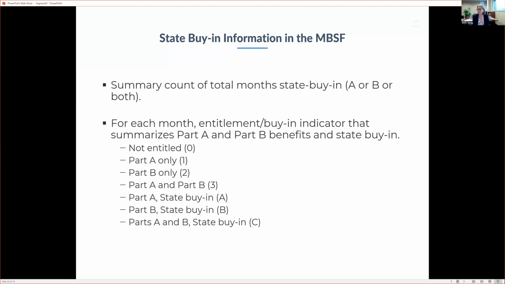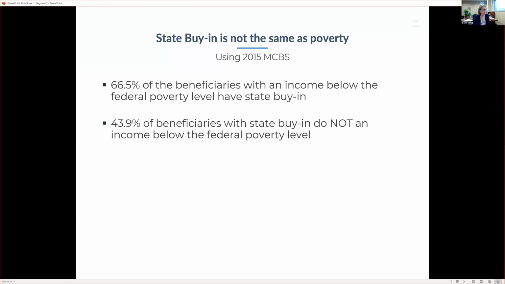Yes, so for Emmy, you can see that these variables would allow you month by month to know exactly what somebody has. But I do want to point out, and this is another one of my ticky things, state buy-in is not the same as poverty. When we used the MCBS, we compared surveys, and only 66% of the people who reported incomes below the federal poverty level were state buy-in. So there's a lot of people who are poor, who report being poor, who are not getting help with their premiums and copays. Likewise, 43% of the beneficiaries who get state buy-in report incomes above the federal poverty level.